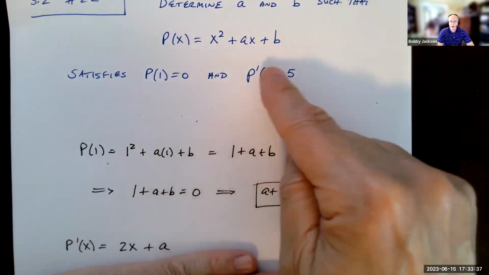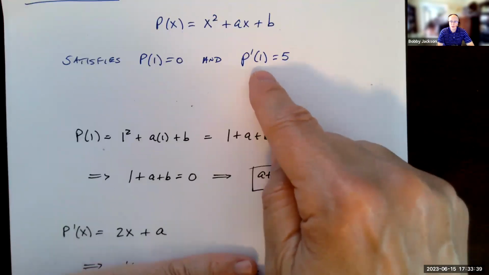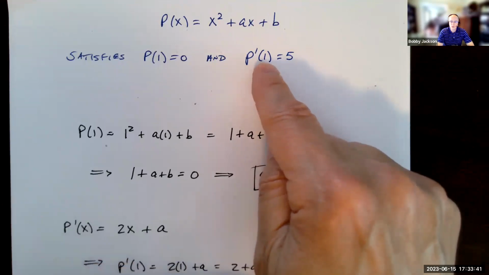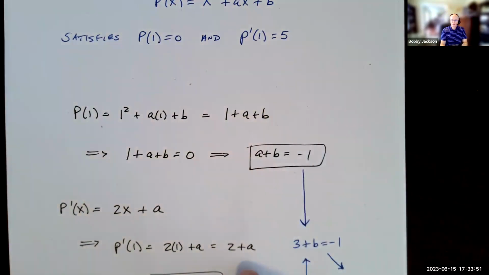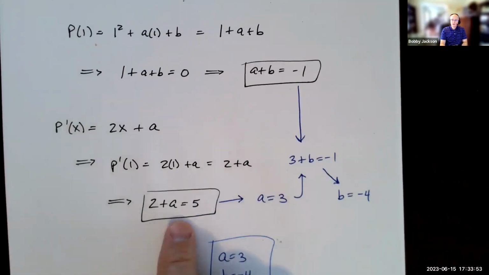Now 2X plus A is the derivative. So I want to evaluate it when X is 1. So what is P prime of 1? Replace X with 1. I get 2 plus A. And this has to be equal to 5. So 2 plus A must equal 5.